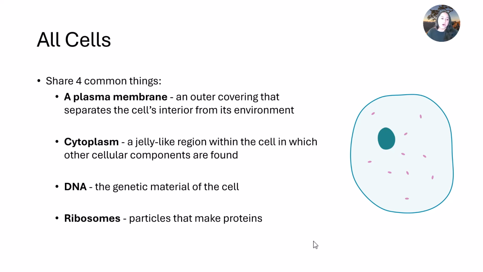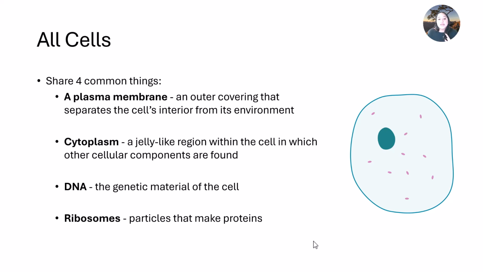And lastly, all cells have ribosomes. These are little particles that make proteins. I compare them to a 3D printer. Ribosomes are the actual printer that makes the thing you're printing out. And the DNA is like the instructions, the protocol, that tells it, okay, make this, print it in this shape and this color. So the DNA is the instructions, the code, and the ribosomes are the 3D printer that actually makes things necessary for the cell. Those are the four things that all cells have in common.